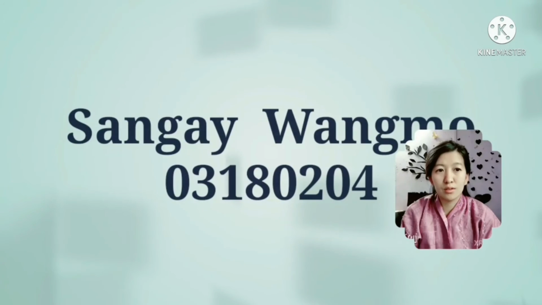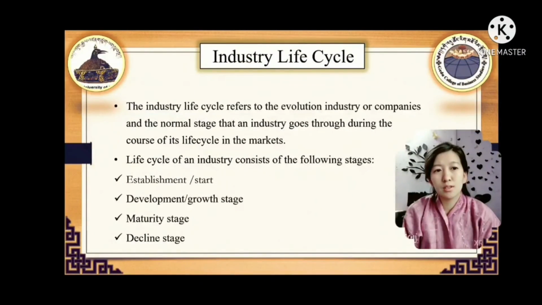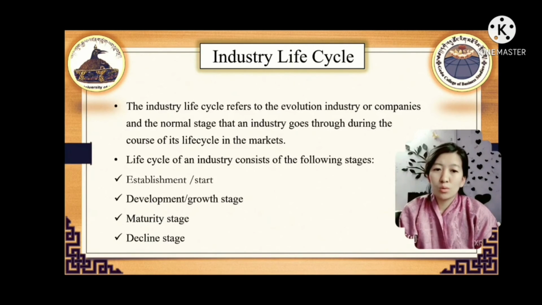To present on the industry life cycle, which consists of 4 stages. Stage number 1, establishment or startup. In this stage, the banking sector needs a large amount of capital for the establishment of a bank. In 1968, the BOB was set up with a capital of 2.5 million, and during that time the bank used coin or tikchung, and the BOB was the only bank that provided loan services to customers.